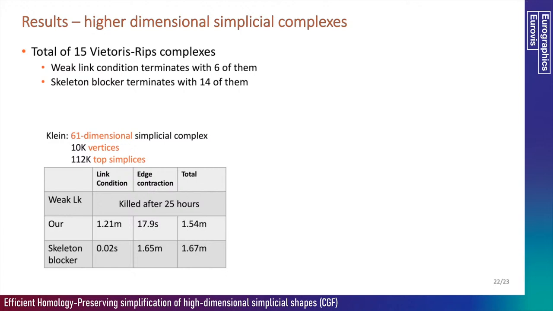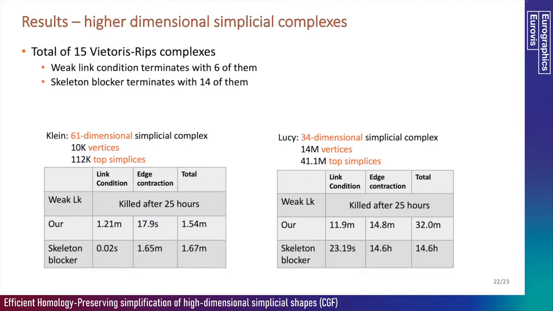And we can notice that the trade-off that we've seen before appears again. Our approach is very efficient in computing the edge contraction, but is pretty slow in performing the link condition. On the other hand, the skeleton blocker is very efficient with the link condition part and pretty slow with the edge contraction. Of course, when we start using a dataset that has way more vertices, the problem increases even more for the skeleton blocker. So in this case, for example, where we have 40 million vertices and we are still in higher dimension, our approach is much, much faster because we are efficient in performing the edge contraction. And since there are more edge contractions to be performed, we win in that comparison.